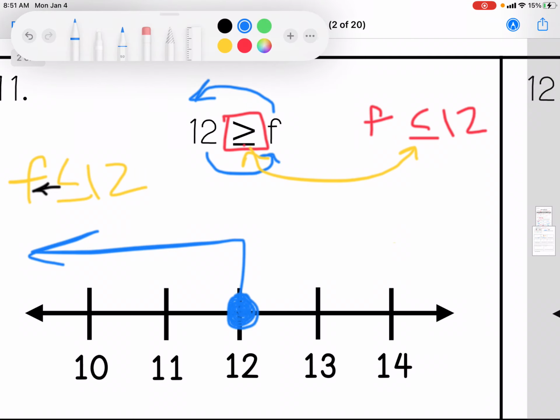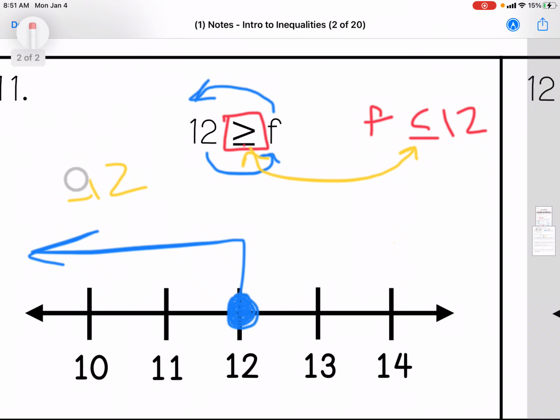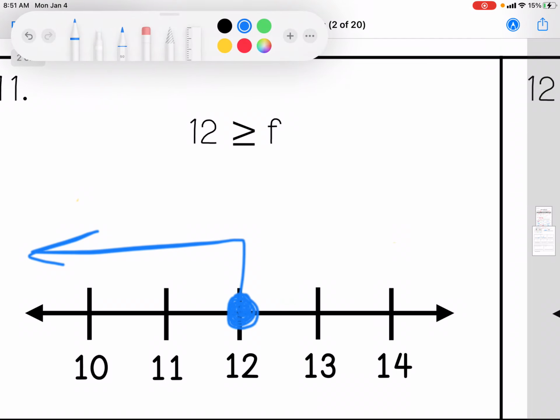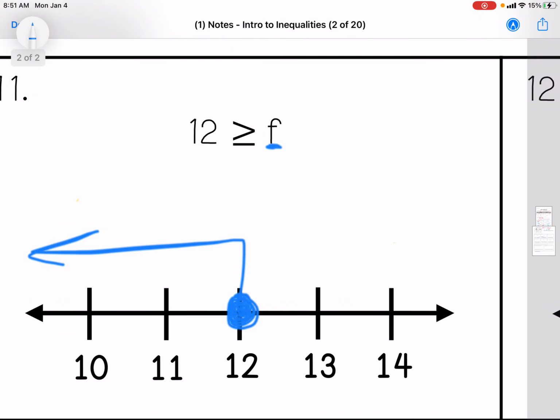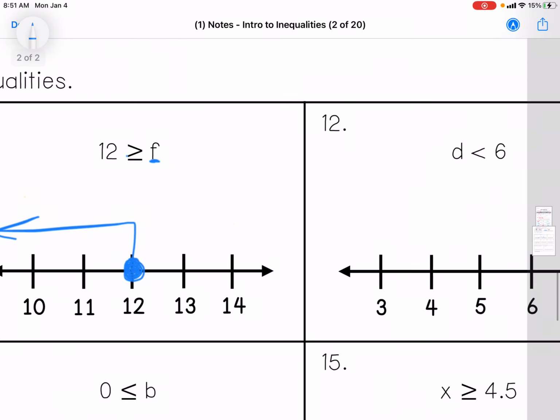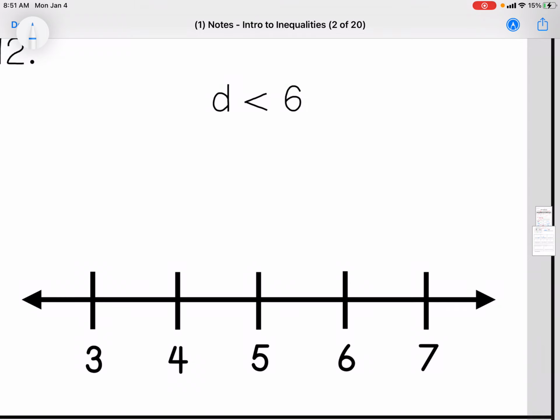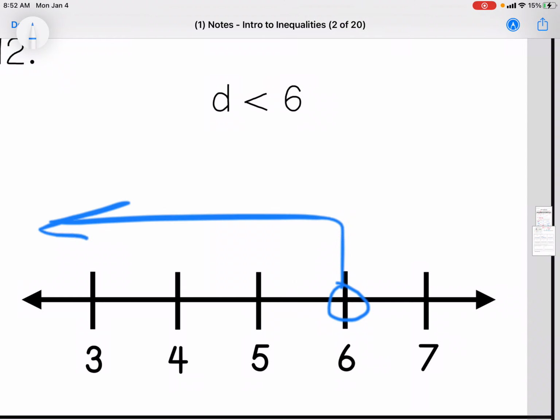Now I'm going to erase all that up top real quick. If you want to read that as f is less than or equal to, so if you know it's less than, it's going to the left. Okay. All right. D is less than 6, so we're going to put an open dot on 6. Why an open dot? There's no line. It is less than, so it is going left. The arrow is also pointing left. Okay.